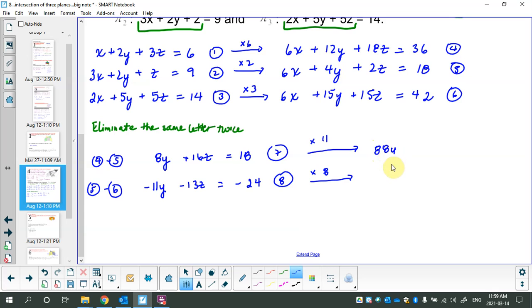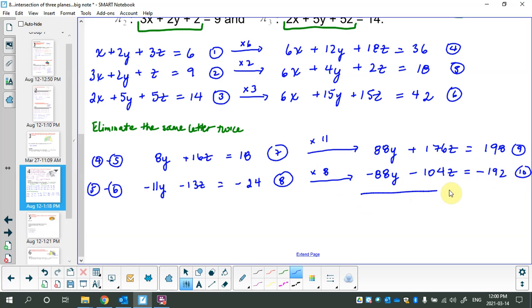So 88y plus 176z equals 198, and then times 8, so negative 88y, 13 times 8, 52, 104z, and 24 times 8, negative 24 times 8, so 2 carry the 3, 192.